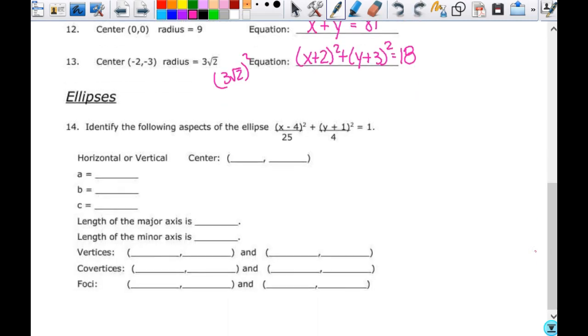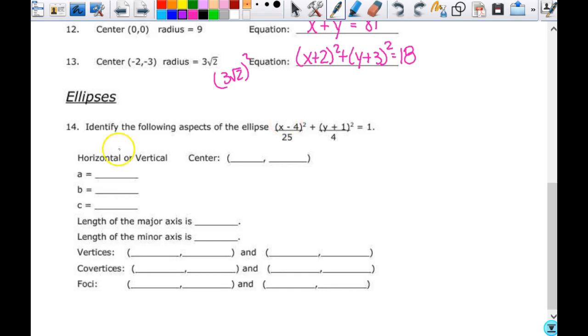Alrighty, so now we're going to identify the following aspects of this ellipse. It doesn't ask us to graph it, but if it helps you to jot some things down, then you absolutely can do that. But for the ellipse, remember the a squared is always the bigger one. It doesn't necessarily have to come first, but the bigger one is the a squared, and whichever one it is in the denominator of, that tells you which direction it's going.